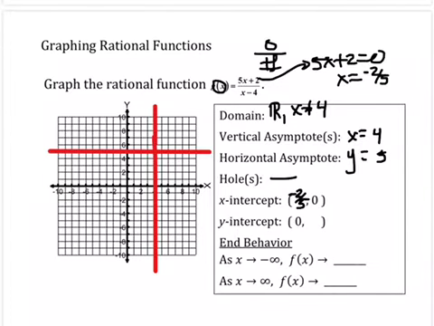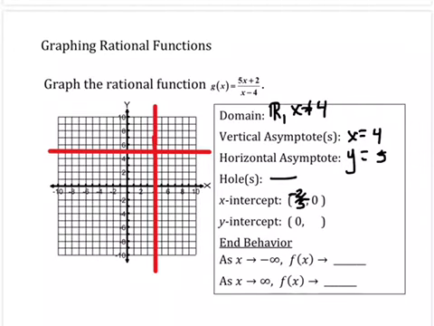Now, the y-intercept is very simple to find, and that's going to occur whenever the x value is 0. So if x is 0 in my problem, this would disappear and this would disappear. So I would get 0 plus 2 on top, so I'd get 2. 0 minus 4 on the bottom, negative 4. Well, 2 over negative 4, that's negative 1/2. So I'm going to mark those on my picture.